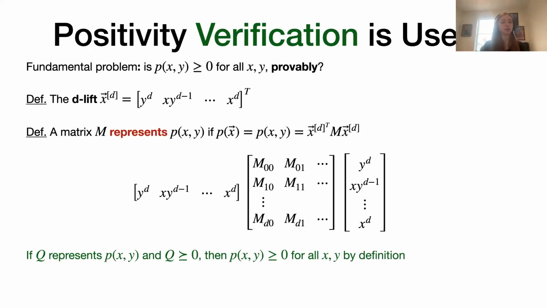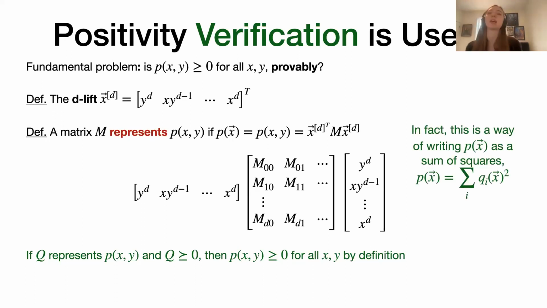So if a matrix Q represents P and Q is symmetric and positive semidefinite, it's immediately clear that the polynomial has to be greater than or equal to 0 for all x and y. This is by definition of having an SPD matrix. All the quadratic forms are positive. Another way of looking at this is that by looking at the eigenvalue decomposition of M, if it is PSD, this gives you a way of writing P of x as a sum of squares. And of course, a sum of squares cannot be negative.